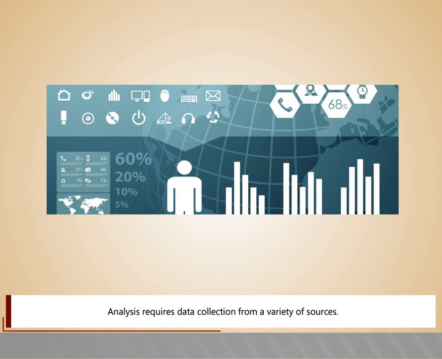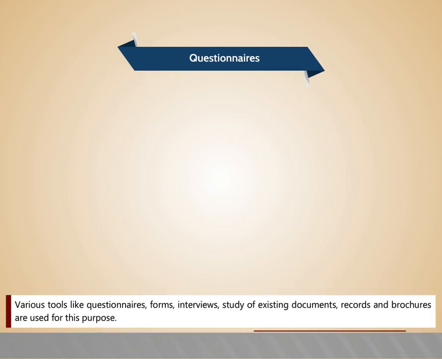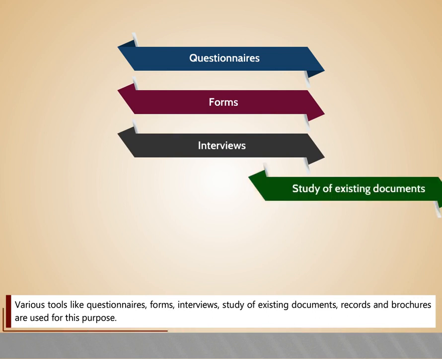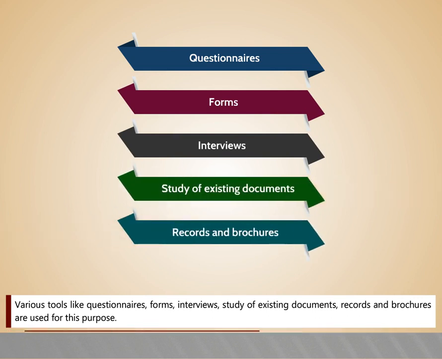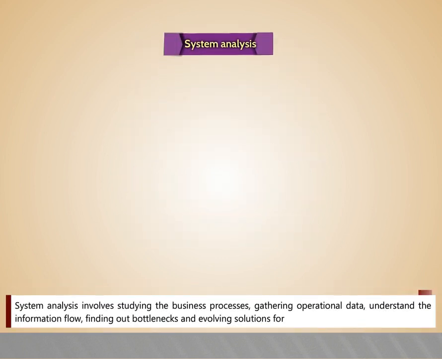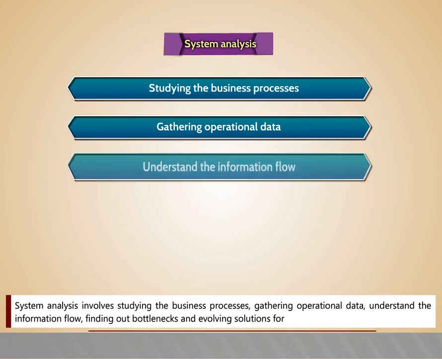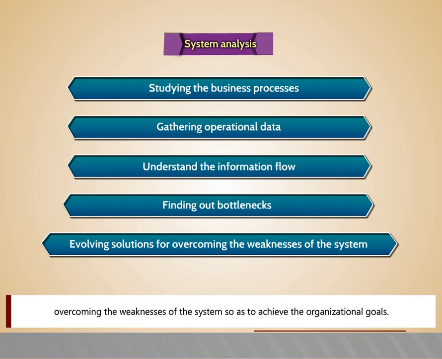The relationships of the various system components between themselves and with the environment are studied and understood. Analysis requires data collection from a variety of sources. Various tools like questionnaires, forms, interviews, study of existing documents, records, and brochures are used for this purpose. System analysis involves studying the business processes, gathering operational data, understanding the information flow, finding out bottlenecks, and evolving solutions for overcoming the weaknesses of the system so as to achieve the organizational goals.